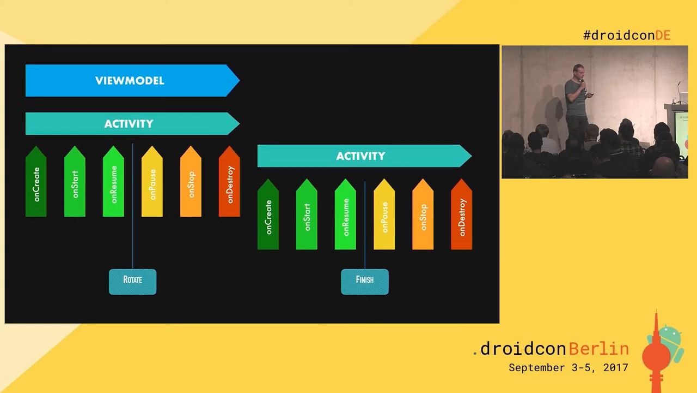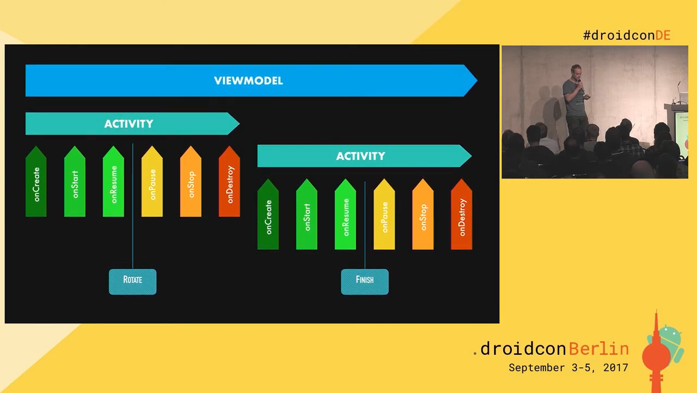And what the architecture components view model does for us is that its lifecycle is extended to the whole life of the activity until it is finally destroyed. How it is achieved in the background is just a fragment with retain instance state set to true. So it will actually survive all the configuration changes, and it will be destroyed with the activity when it's finished.